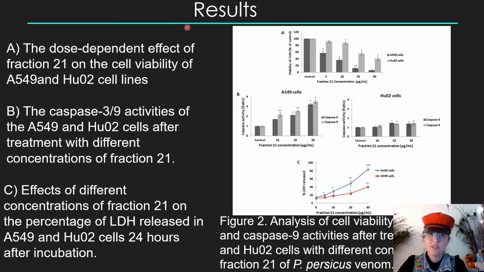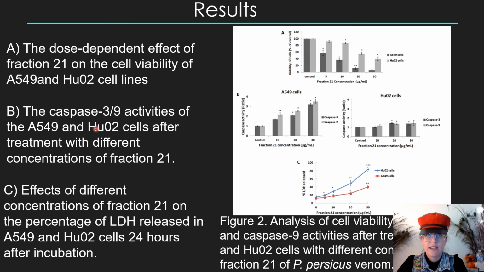Now, in the results section, here, figure 2, section A, which relates to cell viability of A549 shown in dark gray and HUO2 shown in light gray. As you increase fraction 21 concentration, you're also decreasing cell viability. More importantly, though, you're decreasing the viability of A549 cancer cells, but you still are having some HUO2 decrease in viability, so they perform more tests to find out why.